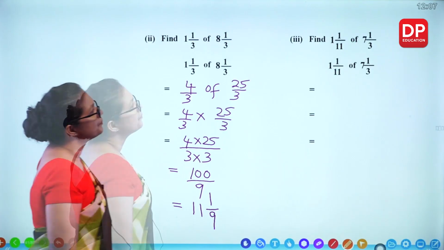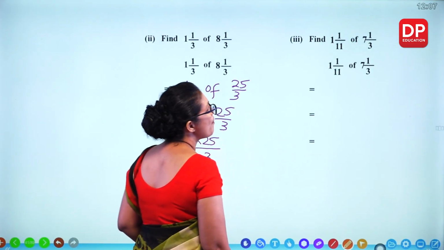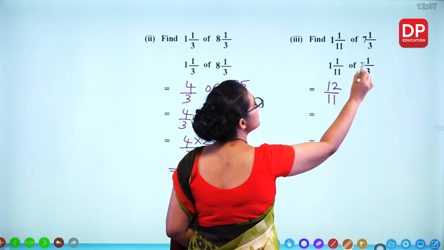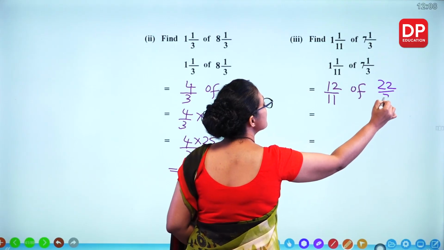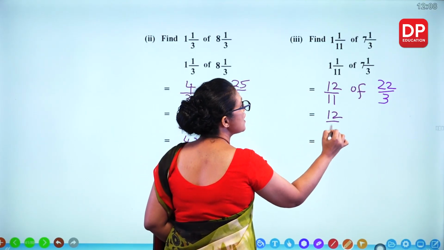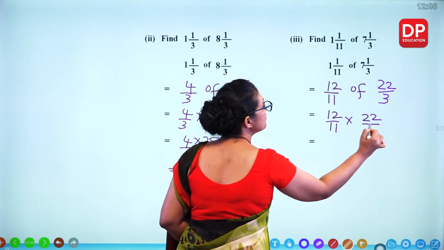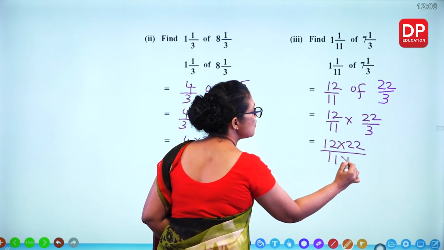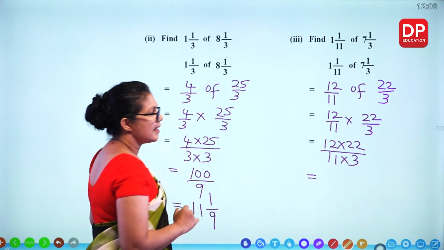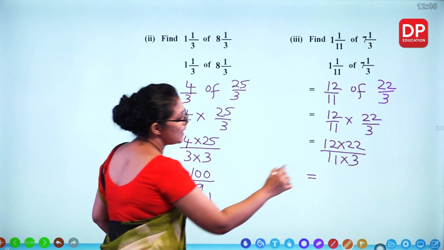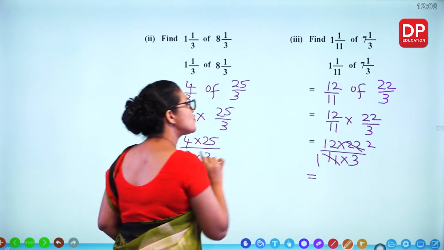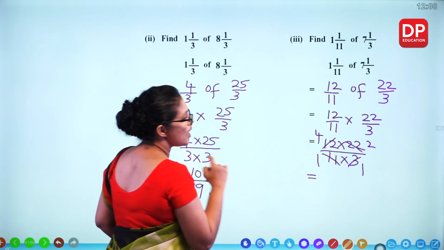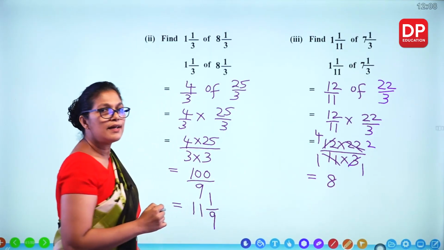This one. Convert to improper fractions. 12 over 11 and 22 over 3. Use multiplication. Multiply the numerator separately and the denominator separately and try to simplify. 11 times 1 and 11 times 2. 3 times 1 and 3 times 4. 4 times 2, you get 8.